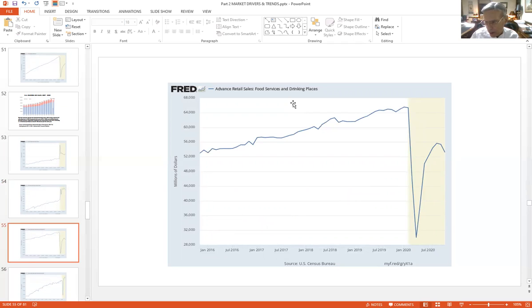Anyway, that's picked up a little bit too, but again, due to the new lockdowns, you can see that bars and restaurants sales have turned down again. Of course, it's very hard for people in cities to eat outside on the restaurant patios when it's snowing.